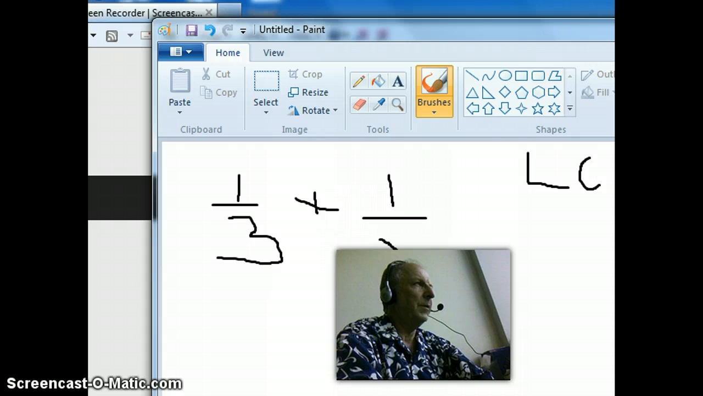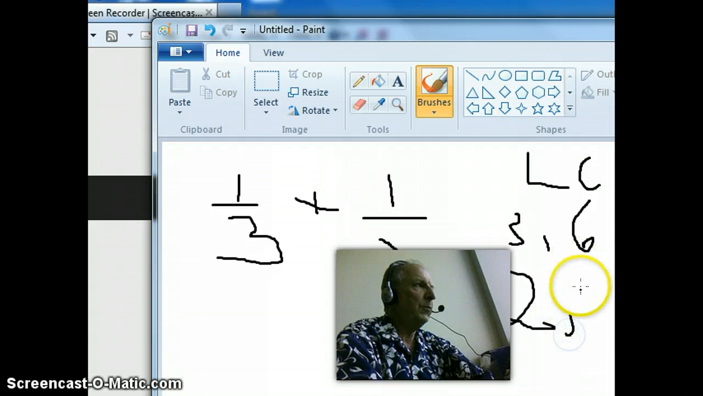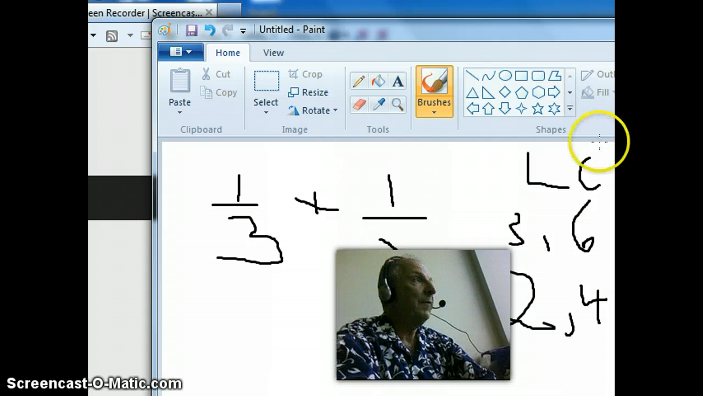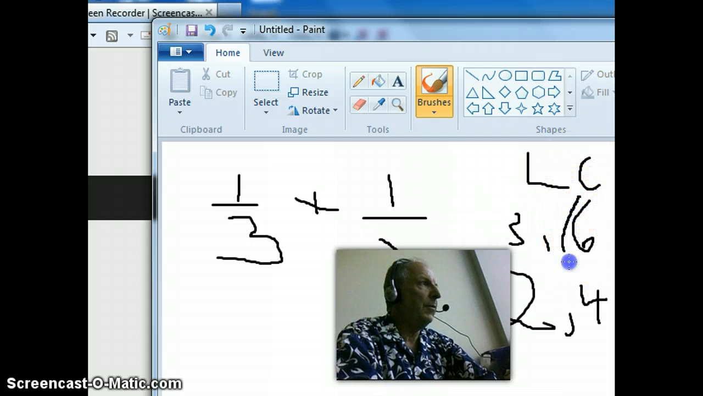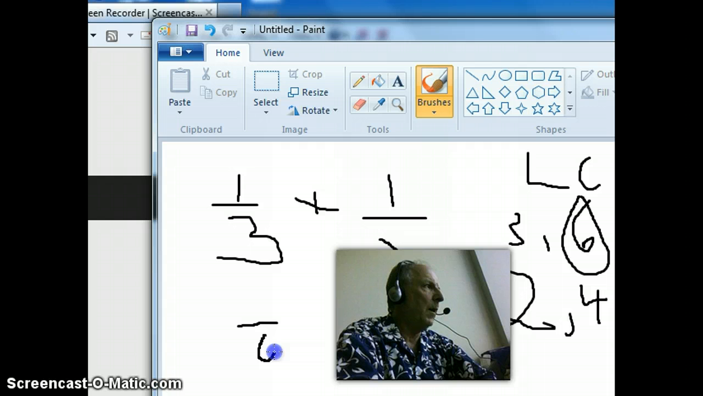Kind of an unusual D there. So I'll start with the first multiples of 3: 3, 6, and 9. And then the first few multiples of 2: 2, 4, and 6. And we find the first matching number in both of these lists. Notice the first matching number is the number 6. So 6 becomes the denominator that we want in the fractions in order to be able to add them together.